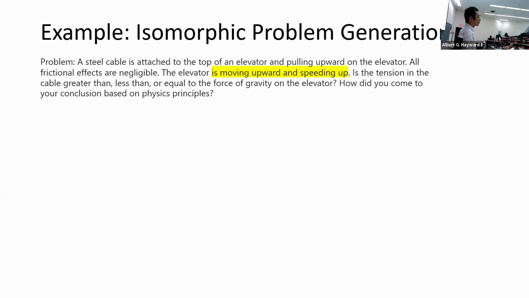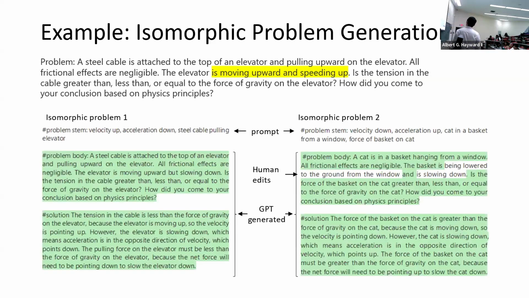Traditionally, every time we want to rewrite this problem, we have to type word by word into a learning management platform. Now, with GPT, you could do this. You could give a problem stem: velocity up, acceleration down, steel cable pulling elevator. And you say, what's the most possible next paragraph that follows? GPT is going to write a problem that it thinks is the most probable: the elevator is now moving upward but slowing down. It actually turns acceleration down into moving up and slowing down. Not only did it rewrite the problem body, it also writes the solution based on a couple of examples that I gave.